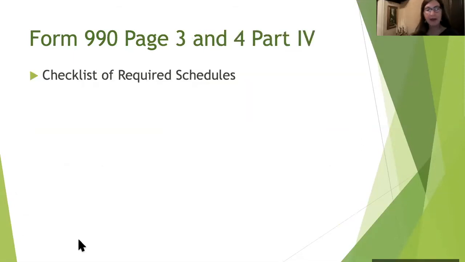So I'm not going to go over page 3 and 4. Pretty much page 3 and 4 are where you go through and answer questions about the things you do. And depending on how you answer that, it will tell you you have to fill out schedules A through O. So you'll just answer them and then it'll let you know which of those schedules you have to fill out.